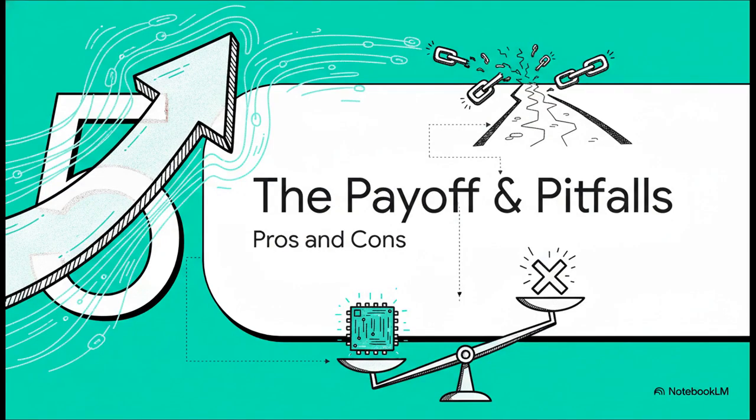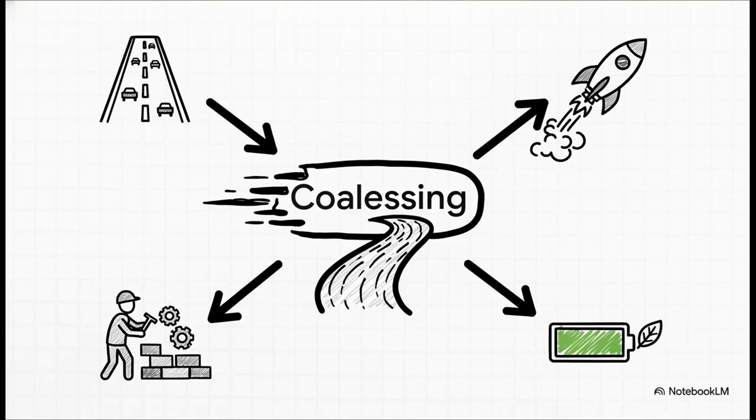Okay, so you do all this work. What's the payoff? Well, getting this right has a massive payoff, but it's also really important to know the real-world limitations. When you achieve perfect coalescing, you set off this amazing chain reaction of good things. Traffic on your memory bus goes way down. You get much closer to your theoretical max bandwidth. Your threads stop waiting and start working. Your overall throughput just skyrockets. You even use less power to get the same work done. It's a win all around.